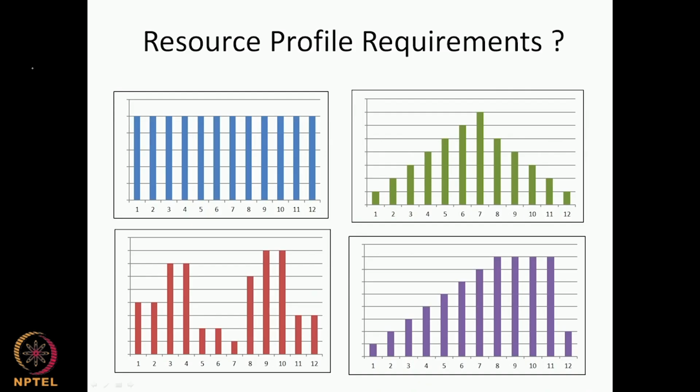Now, when we take a look at resource profiles, I think from the earlier lectures you should all be familiar with the resource histogram. Here we have 4 histograms of different shape. On the x-axis we have time, and on the y-axis the level of resources that are going to be deployed. Let's say 1 to 12 are the 12 months of a given year, and we take these 4 histograms.